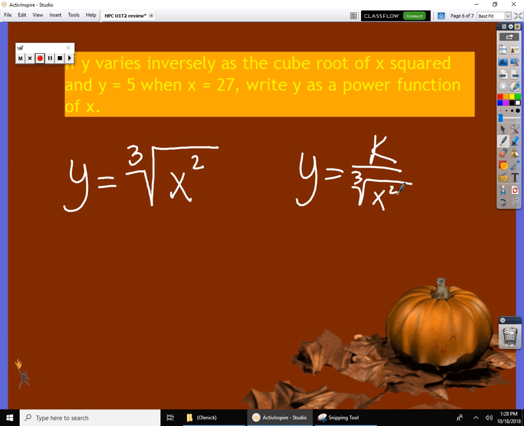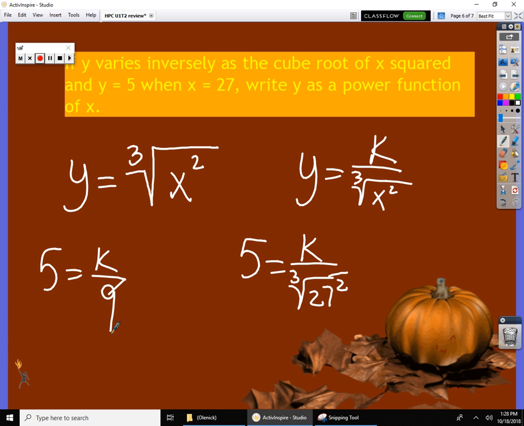All right, so talk to me. X equals what? 27. So I have 5 equals k over the cubic root of 27 squared. Now listen. You could use your calculator or simply, it doesn't matter if you take the cubic root or if you square the number first. I like the cubic root first. So if I take the cubic root of 27, what number times itself three times gives me 27? 3. What's 3 squared? 9. So 5 equals k over 9. Okay? You could have put it in your calculator. Doesn't matter either way. Yes?